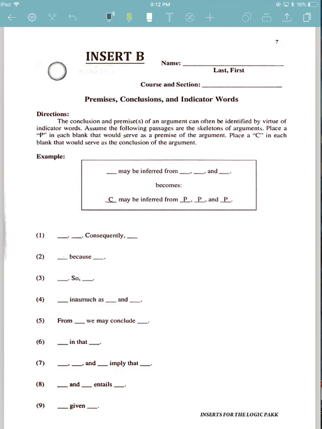Now I'm going to go through this one. I'm going to go through insert B and insert C. Insert B is supposed to be pretty easy. So here, notice all you're doing is looking at your premises, conclusions, and indicator words.